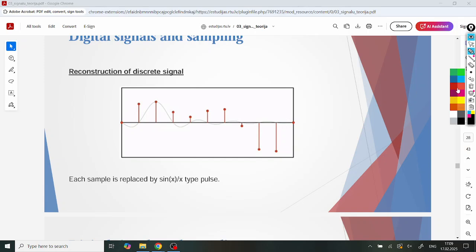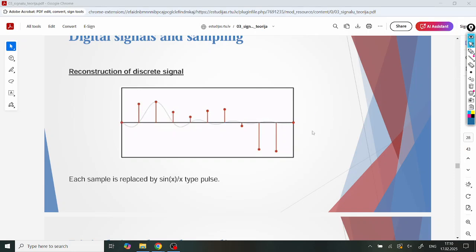Let me try to make it more observable for you. Well, I tried. And it goes through 1 here, precisely through your sample, and also in all the other places here it goes through 0, so it does not contribute anything to these samples, but creates some space in between, so it creates some line connecting these.